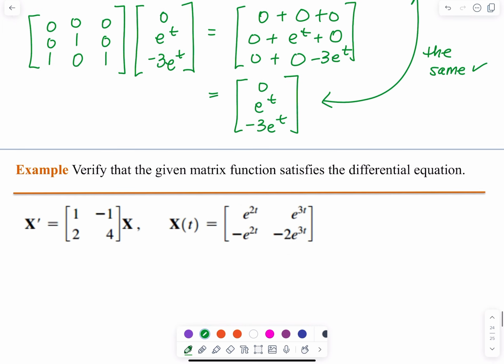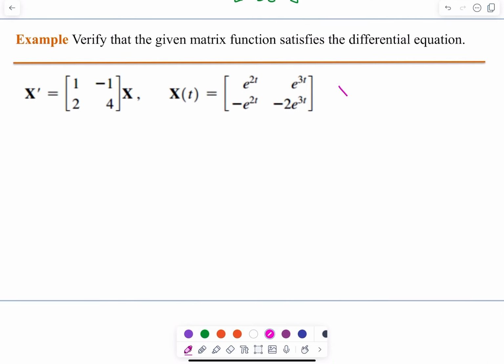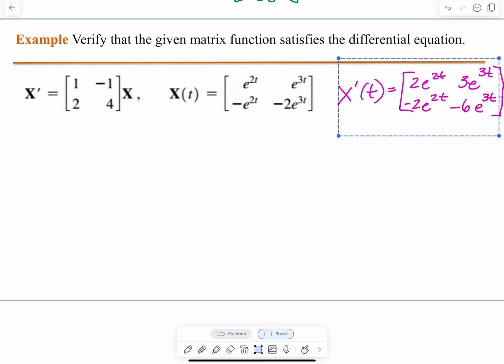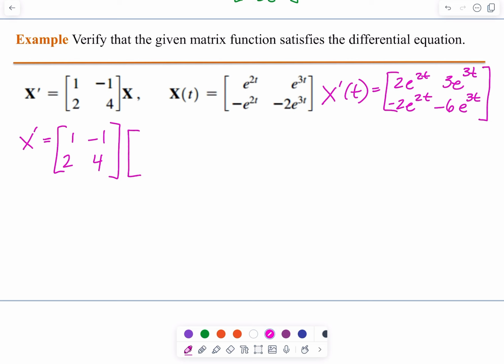Okay, verify that this given matrix function satisfies the differential equation. We'll do the same thing again. So now we have a matrix function and its derivative: 2e to the 2t, 3e to the 3t, negative 2e to the 2t, and negative 6e to the 3t. Okay, and so now let's go ahead and find x prime, and that's equal to this 2 by 2 matrix multiplied by x of t.